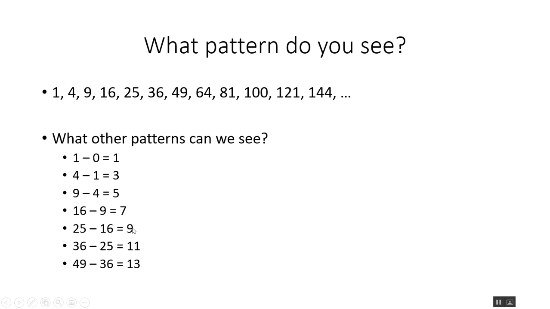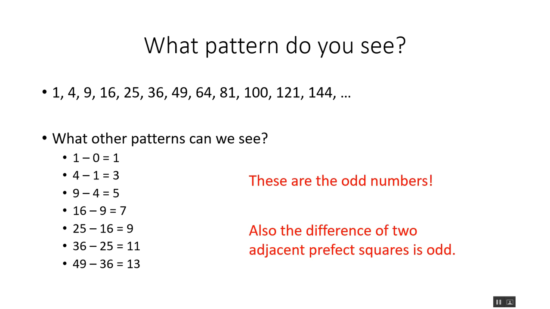Oh, wait a minute, look at that. All of our odd numbers showed up again. Kind of so, you know, you have the square numbers and you have the odd numbers hidden in there somewhere. You know, that's kind of cool, isn't it? Okay. Also, what about the difference of 2 adjacent perfect squares? That's always going to be odd.